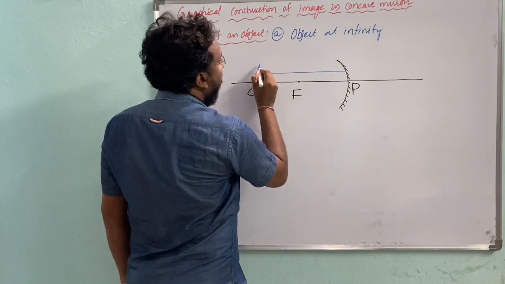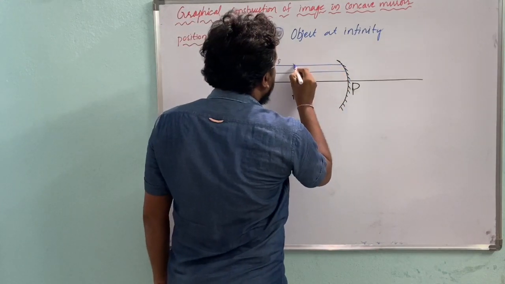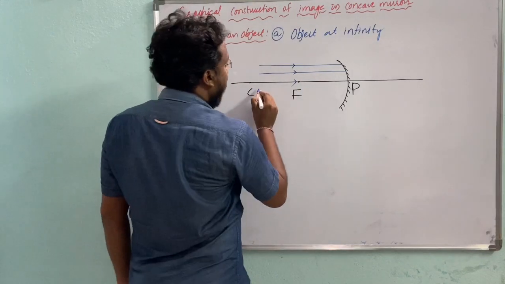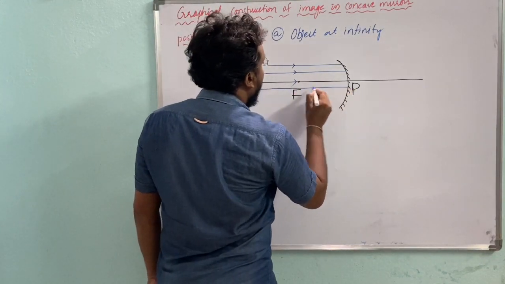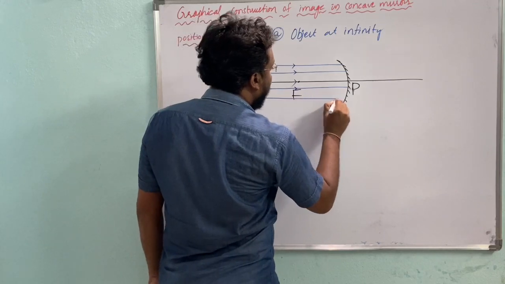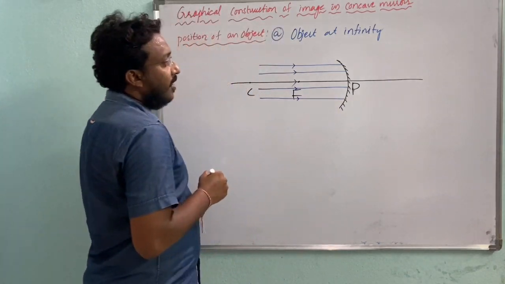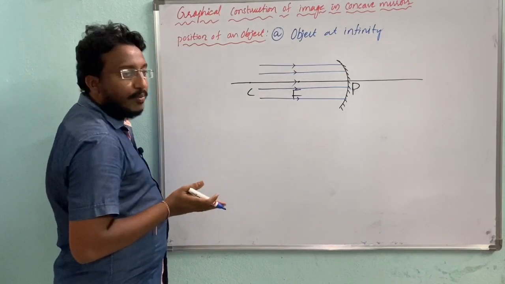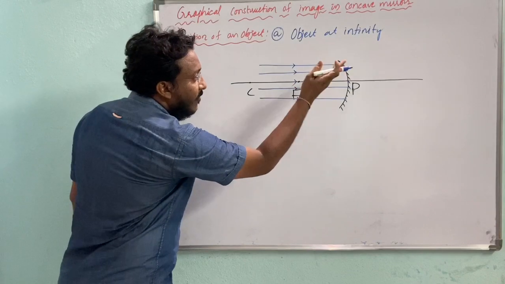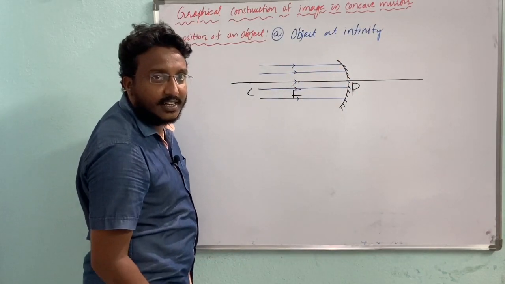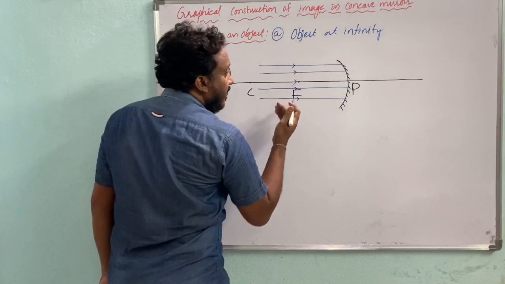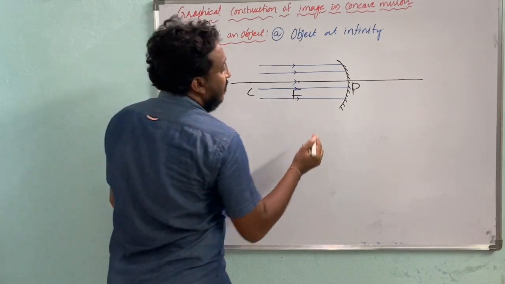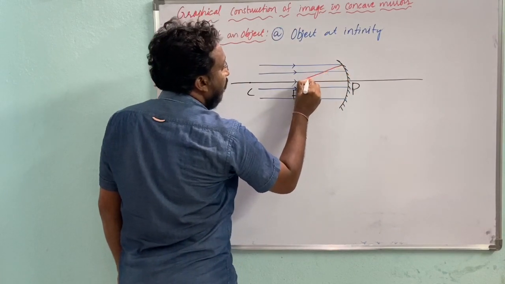In our last class we discussed, if the object is at infinity, we will get a parallel beam of light, only a parallel beam of light. We have discussed experimentally also, right? Then if a parallel beam of light falls on the concave mirror, what happened to the reflected rays? The reflected rays converge at a point. That point is the focus. So all meet at the focus.